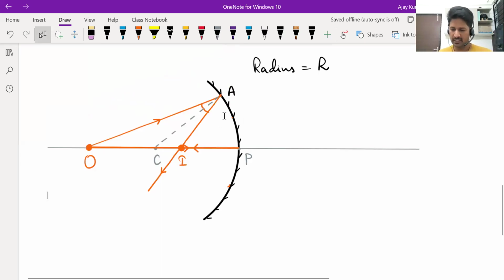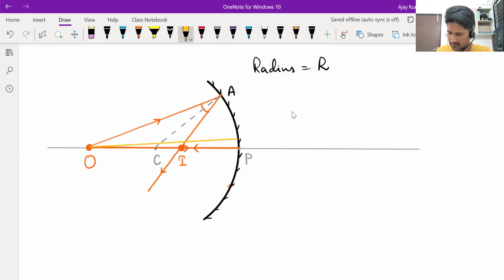But if you take the incident ray very close to the point P, meaning I'll draw one incident ray in yellow color, take it like this. If you take an incident ray this way, the reflected ray will pass through that point, the location of the image. It will pass like this, but then AP will almost become a straight line. And that straight line will be perpendicular to OP. So AP is perpendicular to OP.